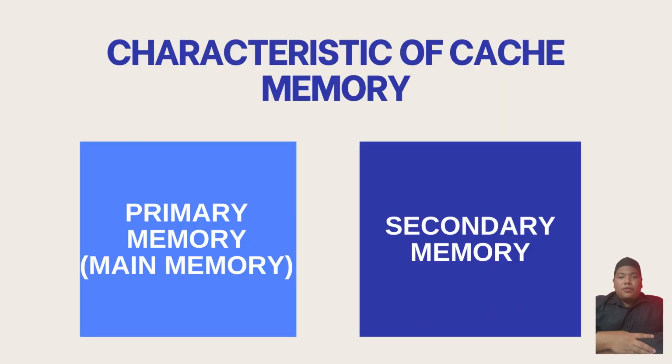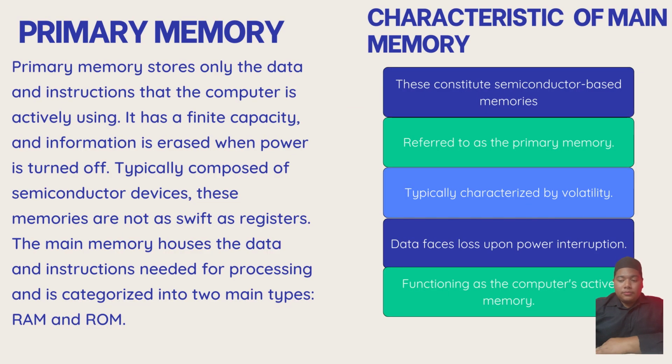Okay, let's move on to the next part, which is the characteristics of memory. There are two types: primary memory, which is main memory, and also secondary memory. So, what is primary memory? Primary memory only stores the data and instructions that the computer is actively using. It has a finite capacity and information is erased when power is turned off. Typically composed of semiconductor devices, these memories are not as swift as registers.